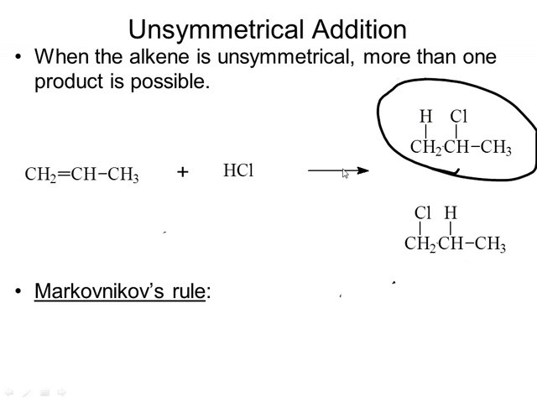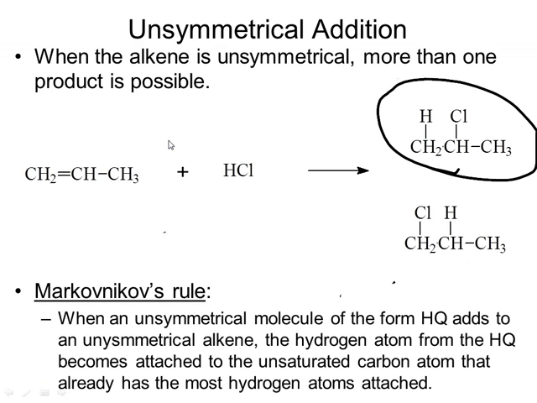There's another rule at play here called Markovnikov's rule, named after a Russian guy. So Markovnikov's rule says when an unsymmetrical molecule of the form HQ, so Q is just a fill-in, that could be, in the two we've looked at, Q could be halogen or Q could be OH, hydroxide, the hydrogen atom from the thing being added becomes attached to the carbon that was in the double bond. So the only options are the two that were in the double bond, and it's the one that already has the most hydrogens attached.